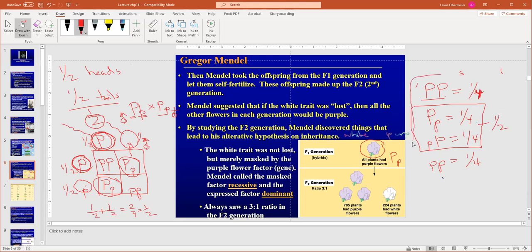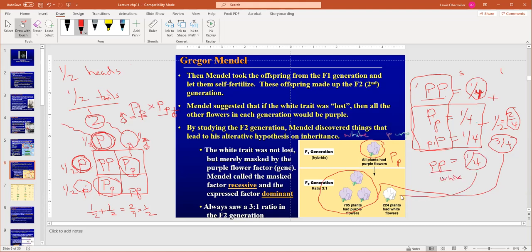And for all the purple ones, we can add together too. So this one's purple, and this one's purple. So we would do 1/4 plus 1/2. We have to get them on the same denominator. So this is the same as 2/4, and 2/4 plus 1/4 is 3/4. So 3/4 of these plants should be purple, and 1/4, this is white. 1/4 should be white, if this is true, right?